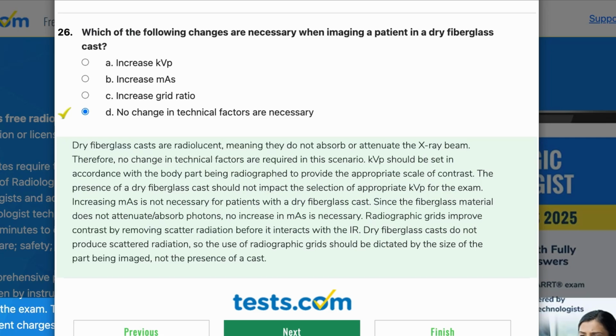Radiographic grids improve contrast by removing scatter radiation before it interacts with the IR. Dry fiberglass casts do not produce scattered radiation, so the use of radiographic grids should be dictated by the size of the part being imaged, not the presence of a cast.